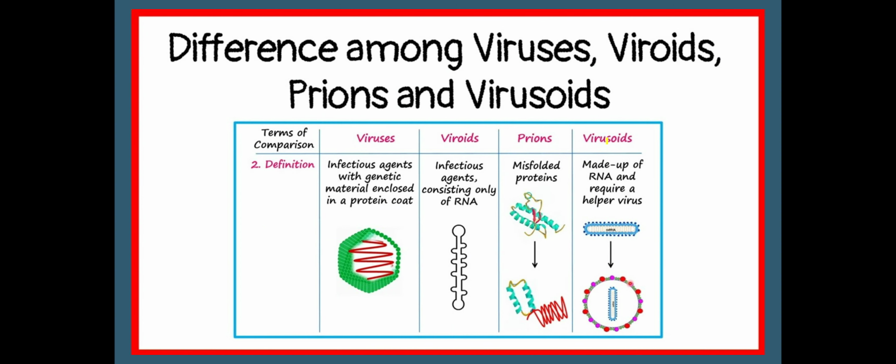Now, we didn't really talk about these virusoids. I haven't seen much about these personally, but the viruses have both genetic material and a protein coat. Viroids are just genetic material, and prions are just proteins.